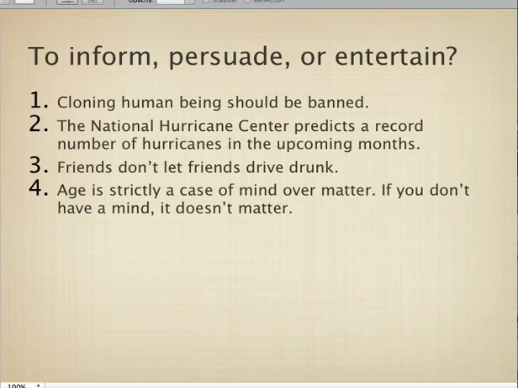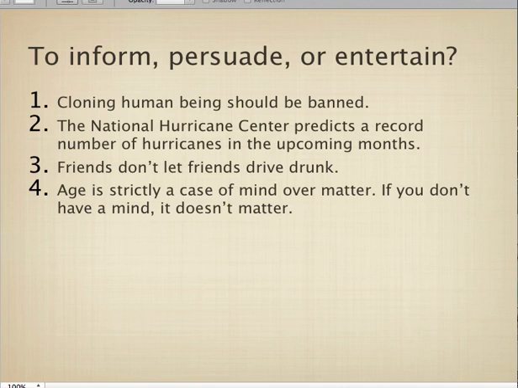Number two, "The National Hurricane Center predicts a record number of hurricanes in the upcoming months." Well, it's an informative text. How do I know? Look at the verb, "predicts." There's no way I can argue with that. Now, you could argue with me and say that they're trying to persuade us this is going to happen. You might be able to win an argument there, but that's not the intention behind the statement. If it were, it would end the statement with, "You should move from Florida before you drown."